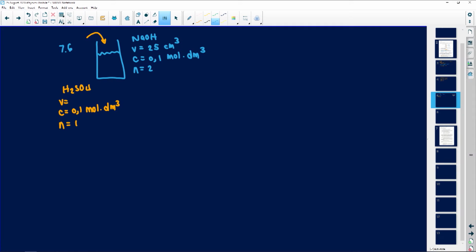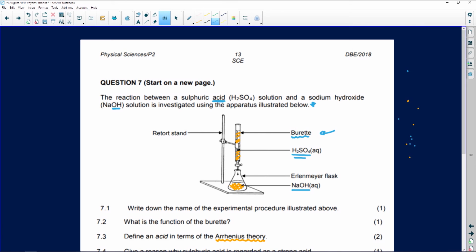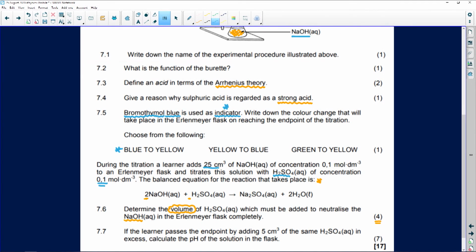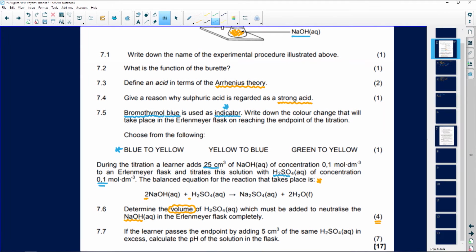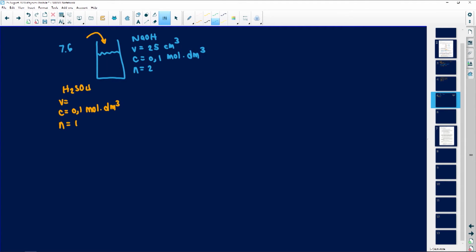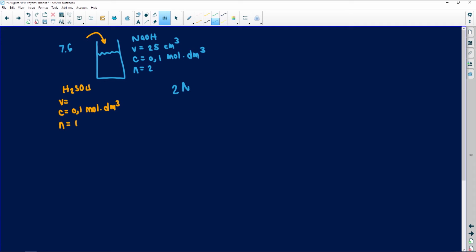Let me just write it out here, just in case somebody doesn't have it. Let's see what we have. So it's 2 NaOH and H2SO4, which is 1. So I can then say 2 NaOH, and I've got 1. Remember, if there is no number, it just means there's a 1, which is H2SO4. This is my base, this is my acid.